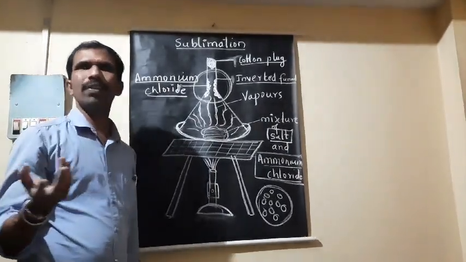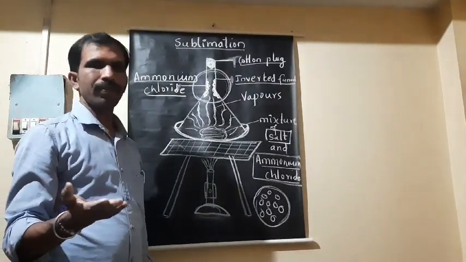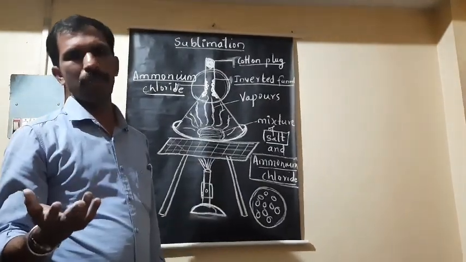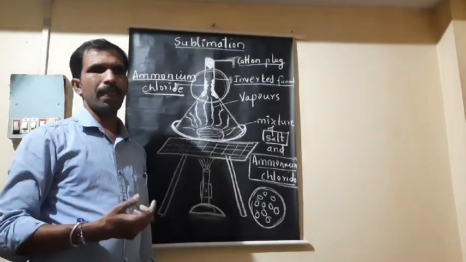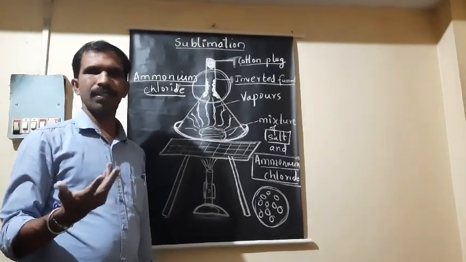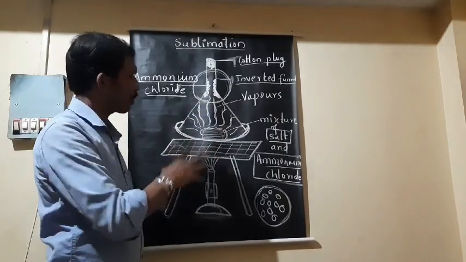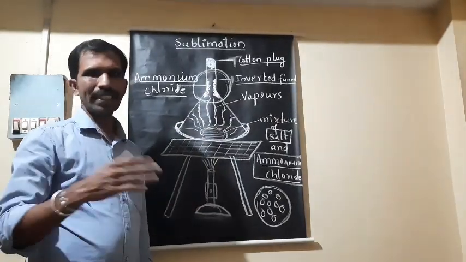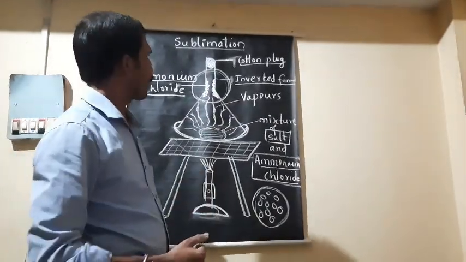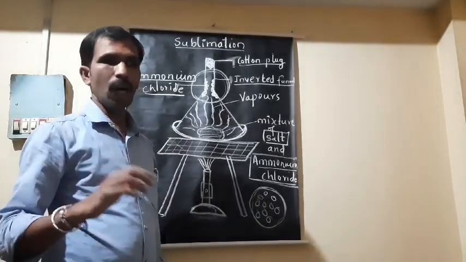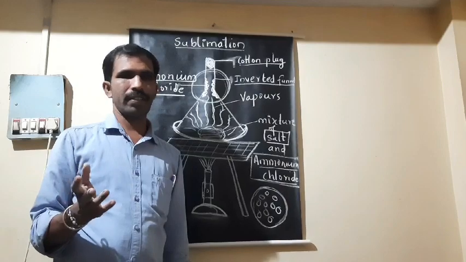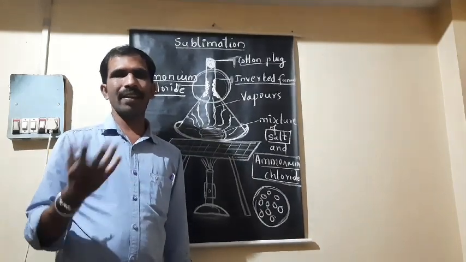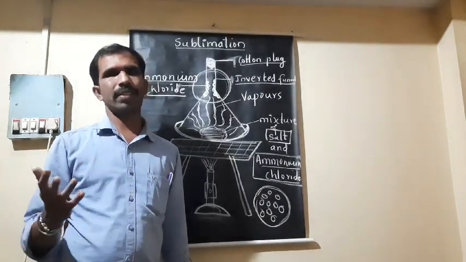Some other examples you can give: iodine is also a sublimation product, it also sublimates. Then camphor, if I give. So these are examples of sublimation. Next, we are going to study how miscible and immiscible liquids are separated. We'll see that.